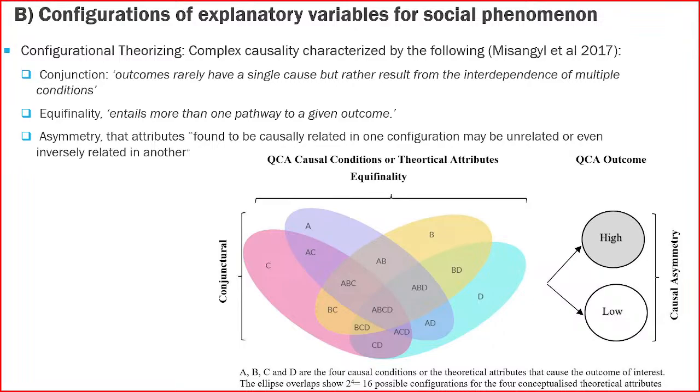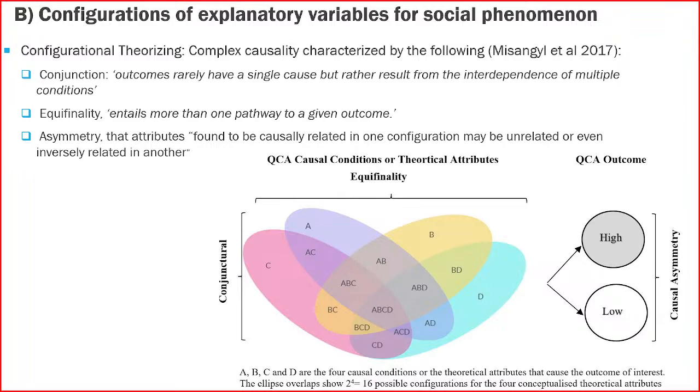So QCA, which we also call complex causality or configurational theorizing, relies on conjunction, the additive or combinative effect of multiple causal conditions, creating the necessary surplus to cause an outcome. The second important differentiating factor of QCA or configurational theorizing is what we call equifinality. I have just said that there are 16 possible combinations that can cause an outcome. Not all of them, but some of them would cause that outcome. That means that there are multiple pathways towards that outcome. So that's equifinality. Different combinations can result in the same output.